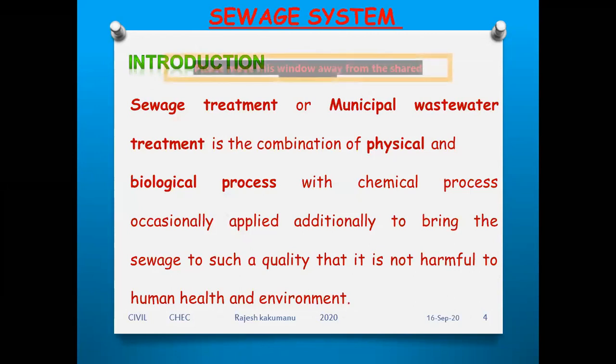as we said in the earlier class, the sewage treatment or municipal wastewater treatment is the combination of physical and biological process with a chemical process occasionally applied additionally to bring the sewage to such quality that is not harmful to human health and environment. Like this, we are going for municipal wastewater treatment, right?